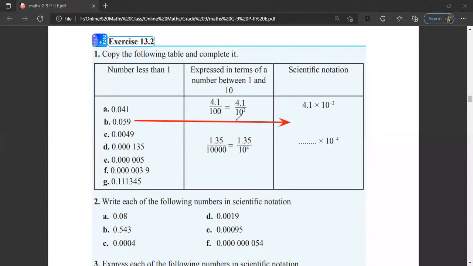Yes. F. 3.9 into 10 to the power minus 6. 6, not 7. Why? Here we have to go for 1, 2, 3, 4, 5, 6 only. Right? Understand? Right. Next one.